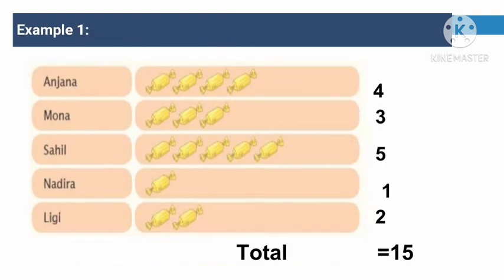Look here, children. The first thing you have to do after reading a pictograph is write the number of items by the side and also find the total. If you do this, it will be easy for you to answer the questions they are asking. Okay, let's write the numbers here. Anjana 4, Mona ate 3, Sahil ate 5, Nadira ate 1, Liji ate 2. So totally they ate 15 candies.